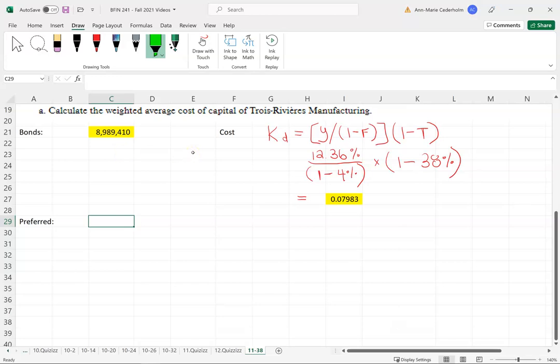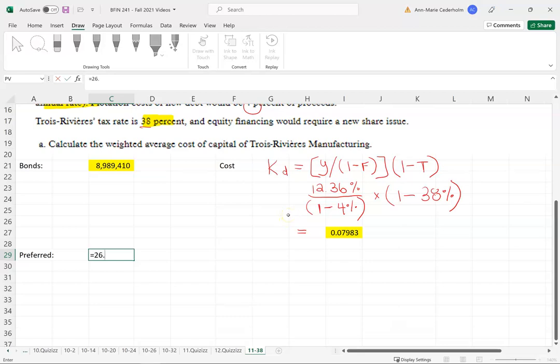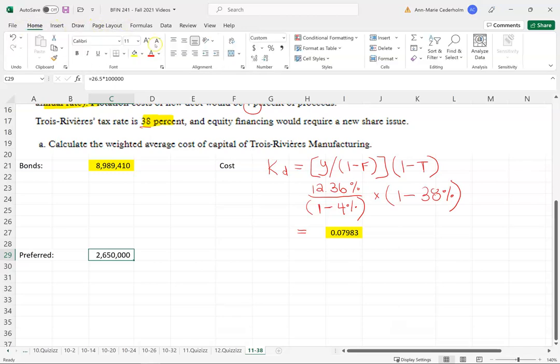So that one's not too bad, because all I have to do is take that $26.50, and then just multiply that by the 100,000 shares. So $26.50 times 100,000 shares. So the market value of my preferred shares is $2.65 million. And I'll just highlight this one in green.